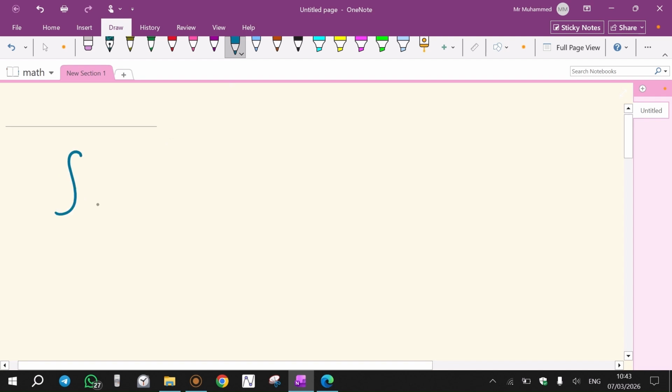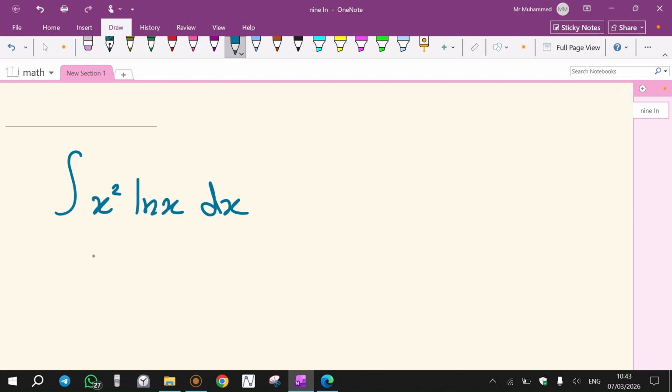Integral x squared ln x dx. If I use the fast way, I won't get the final answer correctly. There will be some missing terms in it. This is why I recommend to not use the fast way for ln.